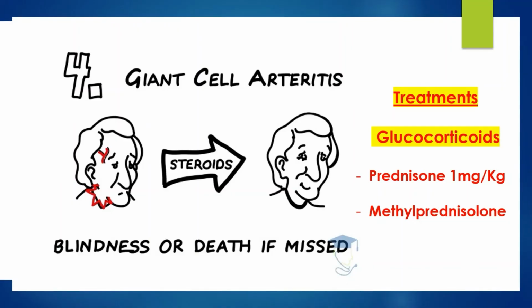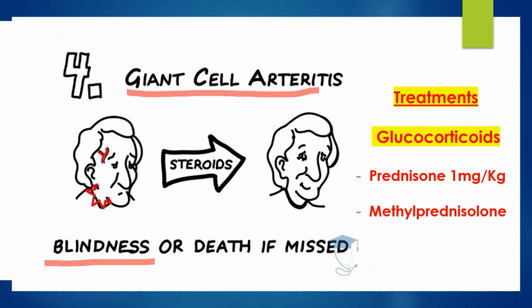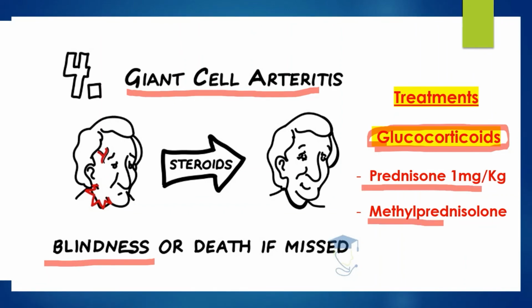Now, other things I want you to remember is about the treatment of giant cell arteritis, right? The treatment for this, especially if you want to prevent blindness or death, you need to give what is called glucocorticoids, right? And oftentimes they can give you drugs like prednisone or methylprednisolone, right? So this is very, very important, right? You must remember how you treat temporal arteritis or giant cell arteritis, please.